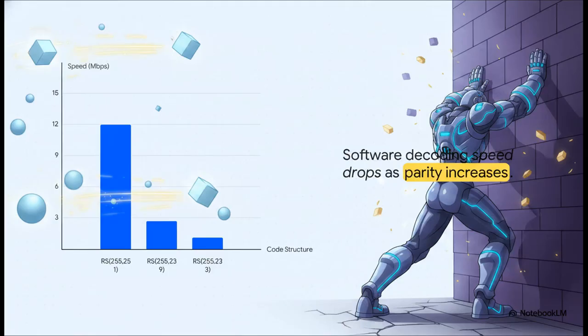But what happens if you do try to force it in software? Well, an old benchmark on a 16 MHz PC shows the brutal trade-off. With RS-255-251, you only have 4 bytes of parity armor. It's really light, and the processor zips through it at 12 megabits per second. But as you increase that armor to 32 bytes, like our RS-255-223 example, to fix more errors, the processor hits a brick wall. The decoding speed absolutely plummets to just 1.1 megabits per second. Heavy protection requires serious processing horsepower.